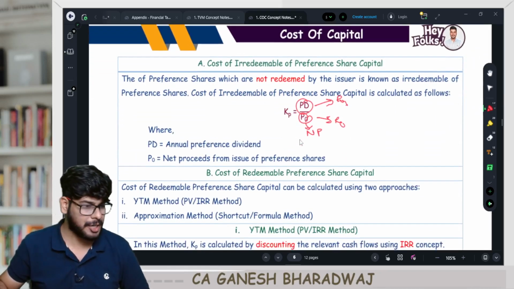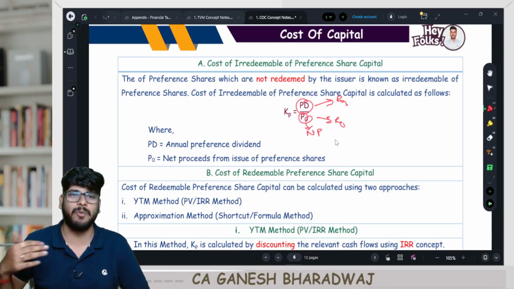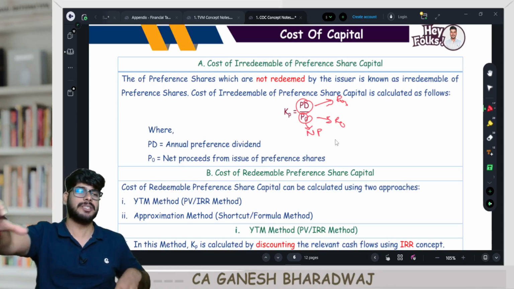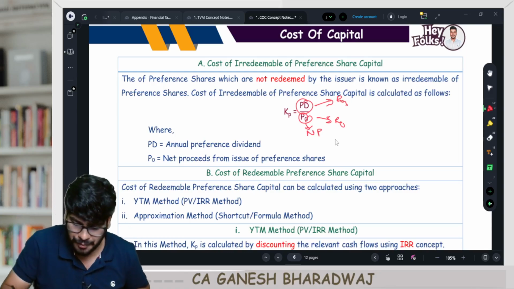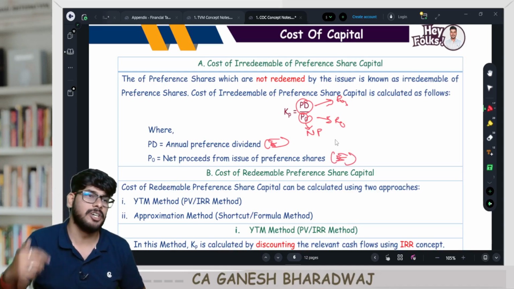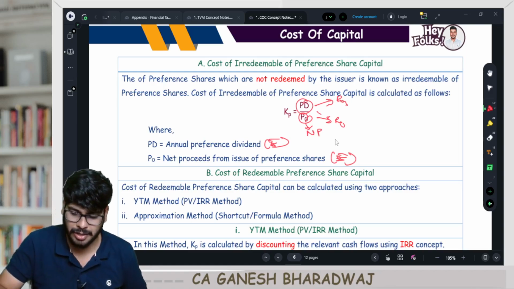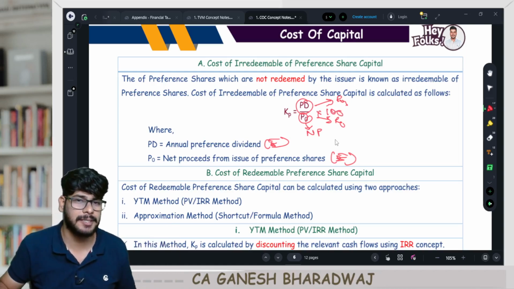So the formula application, are you getting it, guys? For irredeemable preference shares, the formula is going to be what? Preference dividend, what I pay, upon what I receive. Preference dividend divided by net proceeds. Annual preference dividend is in rupees, divided by net proceeds, also in rupees. Rupees in the numerator, rupees in the denominator, so it is expressed as a percentage. You can also write into 100 if you want. Clear with this, guys?